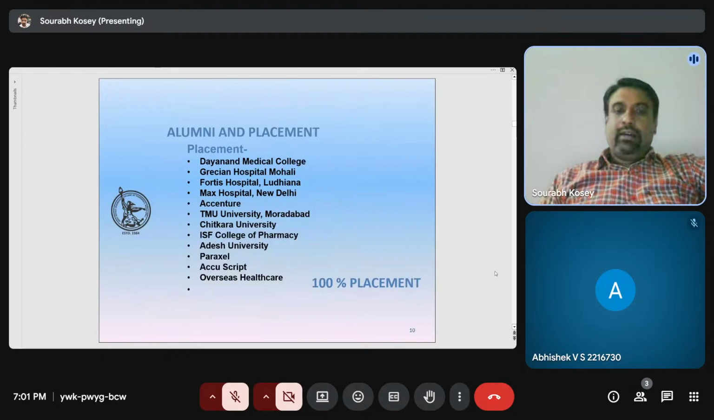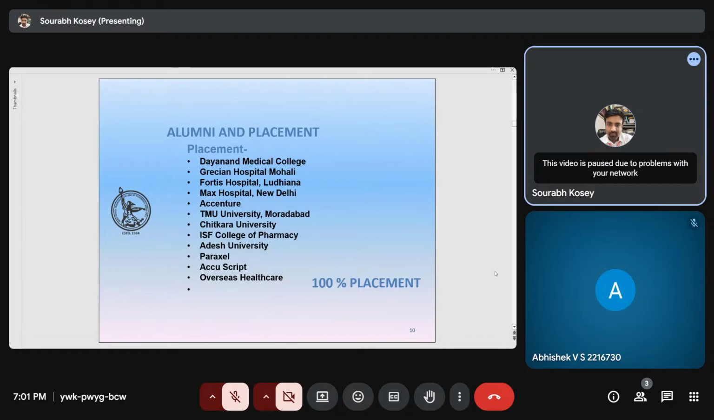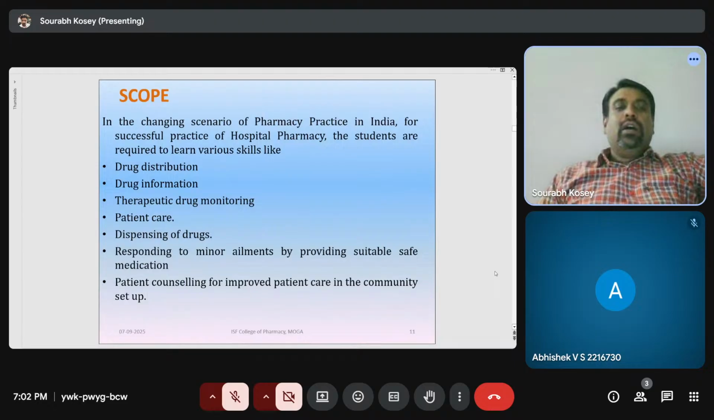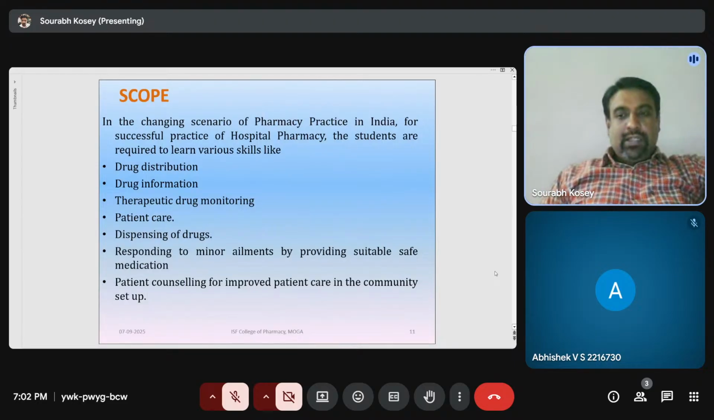And our alumni are placed well in corporate hospitals like Fortis, Max, Essentia, TMU, and various institutes in various capacities as faculty, like Chitkara, Adesh. And they are working in some CROs like Praxel, AccuScript, ICON, overseas, and many more to name. So this was a formal departmental introduction.